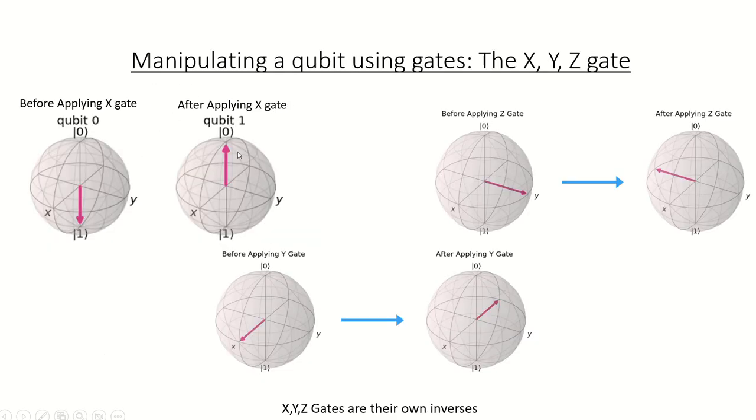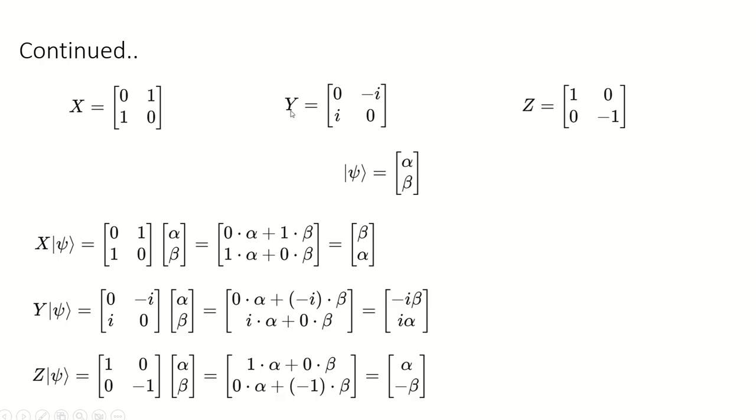As I told, this rotation can be encoded into a matrix. So here the X matrix is this 0 1 1 0. When we multiply this transformation matrix to a vector, we get the transformed version of the vector, where the vector will land after the transformation. And similarly, we have the Y matrix and the Z matrix.